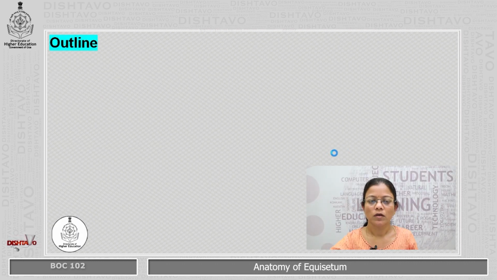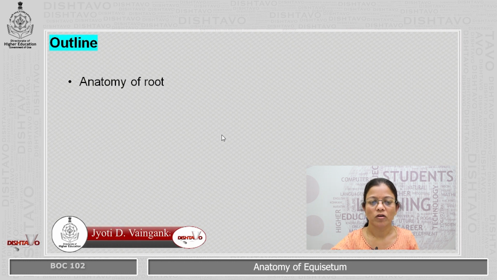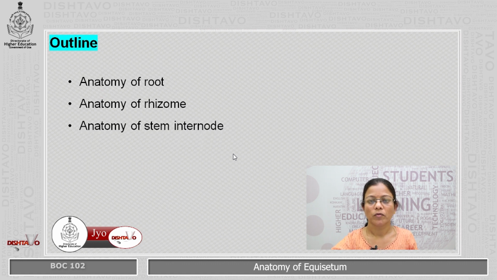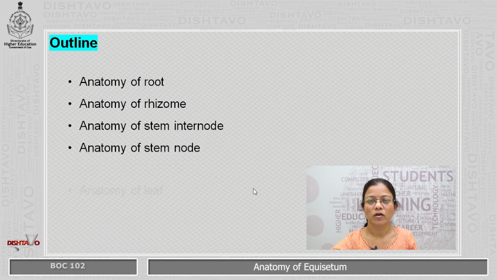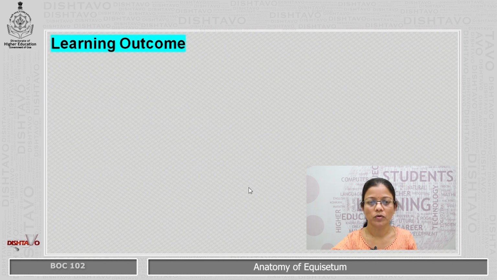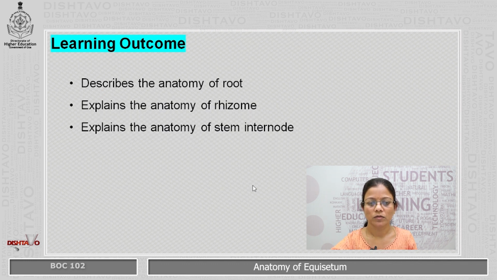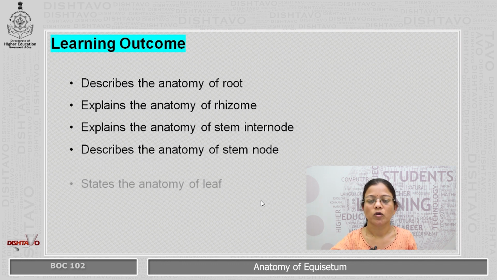In this module, you will study about the anatomy of root, anatomy of rhizome, anatomy of stem internode, anatomy of stem node, and anatomy of leaf. At the end of this module, you will be able to describe the anatomy of root, explain the anatomy of rhizome, explain the anatomy of stem internode, describe the anatomy of stem node, and state the anatomy of leaf.